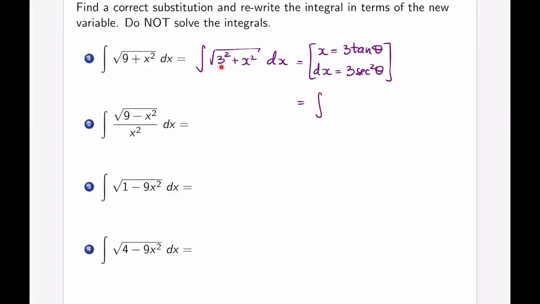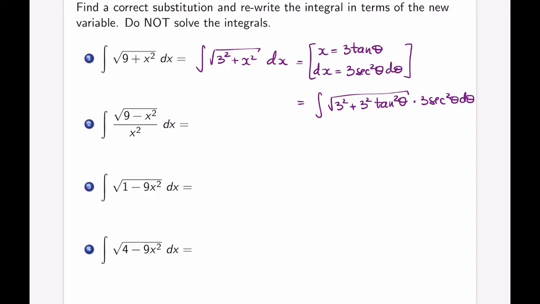I'm going to have the integral of 3 squared plus x squared, which is going to be 3 squared times tangent squared theta, times dx, which is 3 secant squared theta, d theta. Whoops, I forgot my d theta. Shame on me here. There we go. You can't have an integral without the differential.